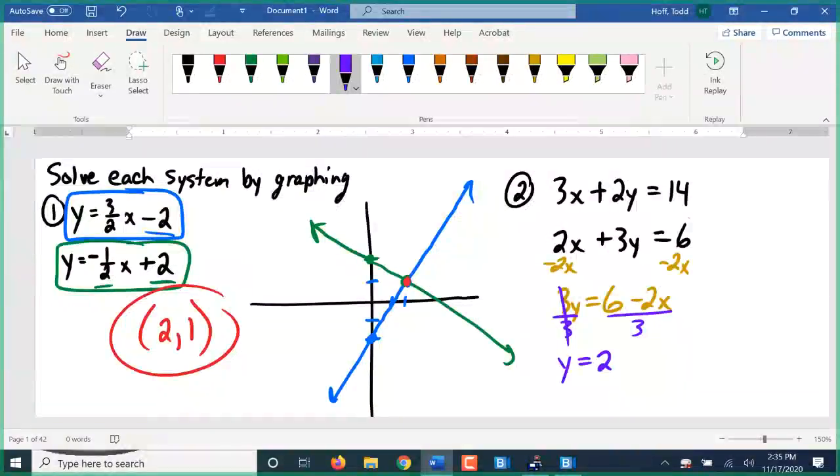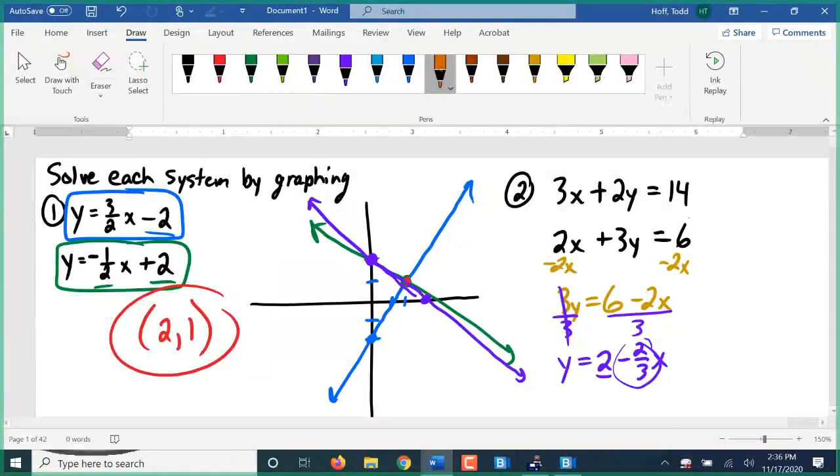Negative 2x divided by 3. Well, negative 2 divided by 3 is just negative 2/3, then we have the x there. So to graph that one, we're going to start at positive 2. Negative 2/3 means we go down 2 and run 3. So there is the second point on that line.